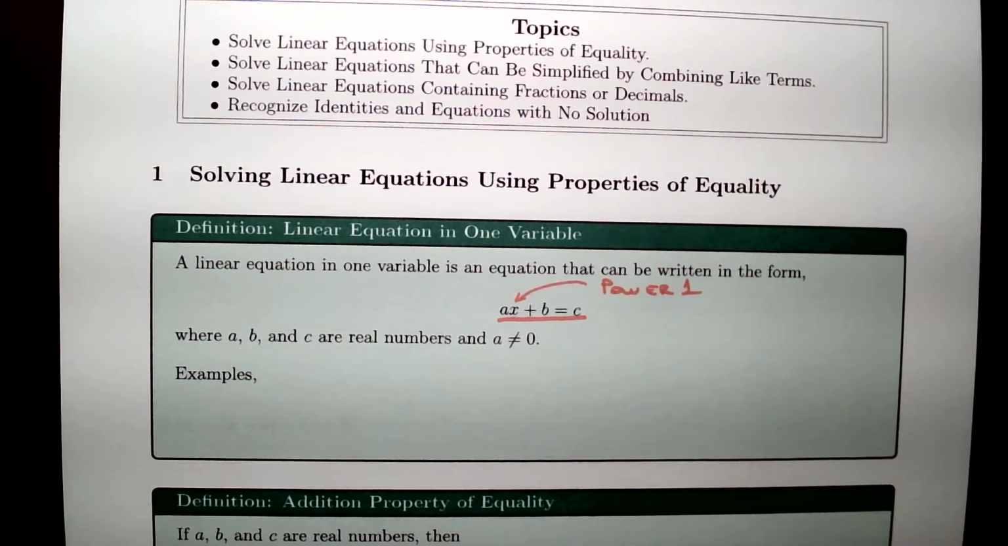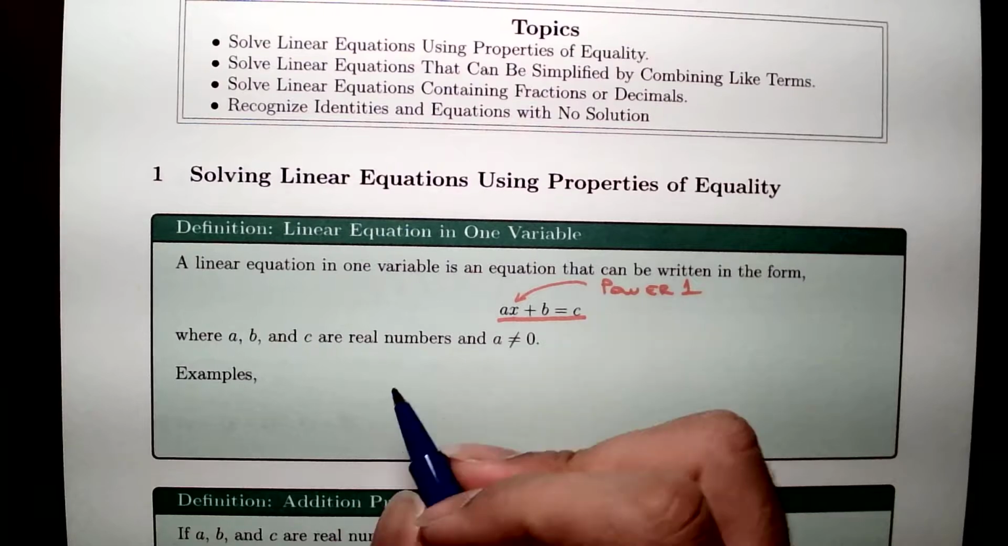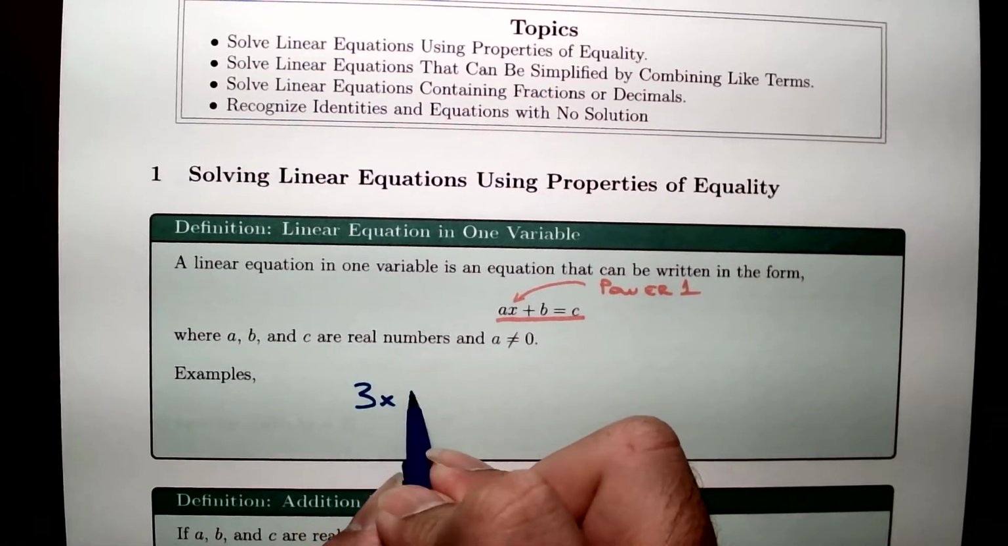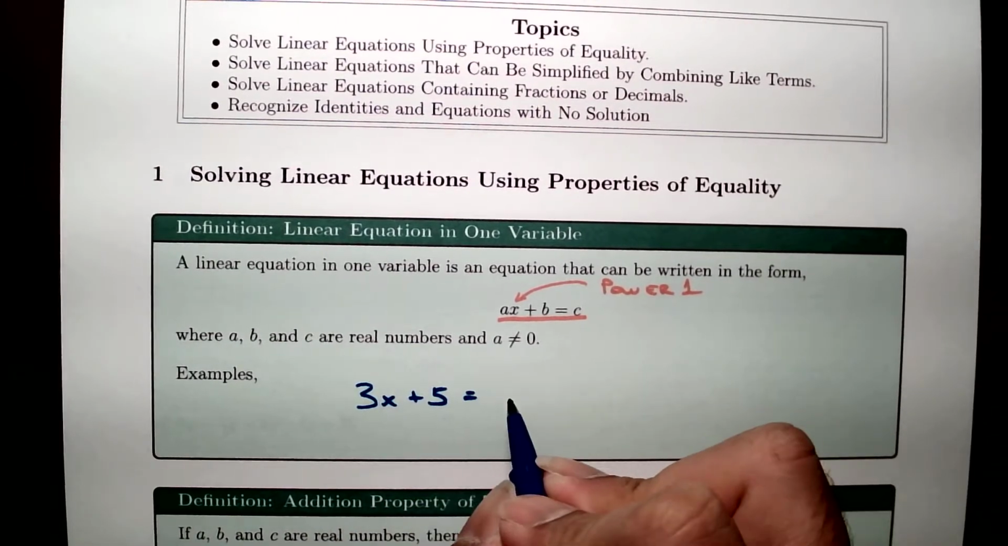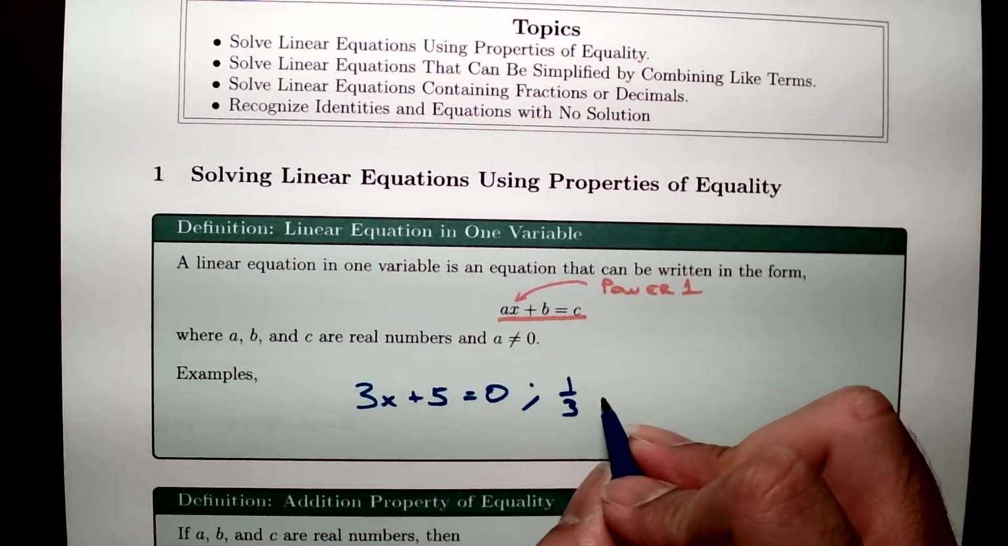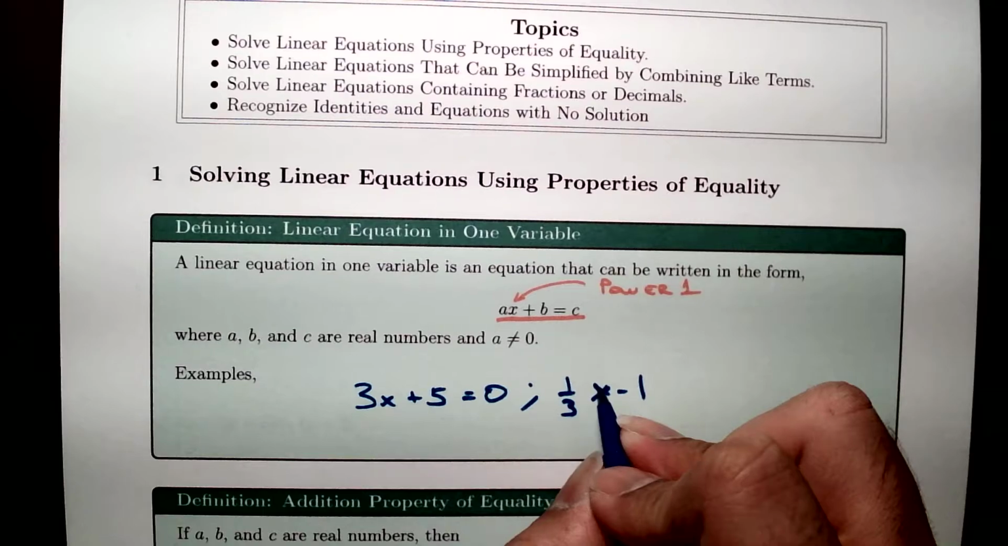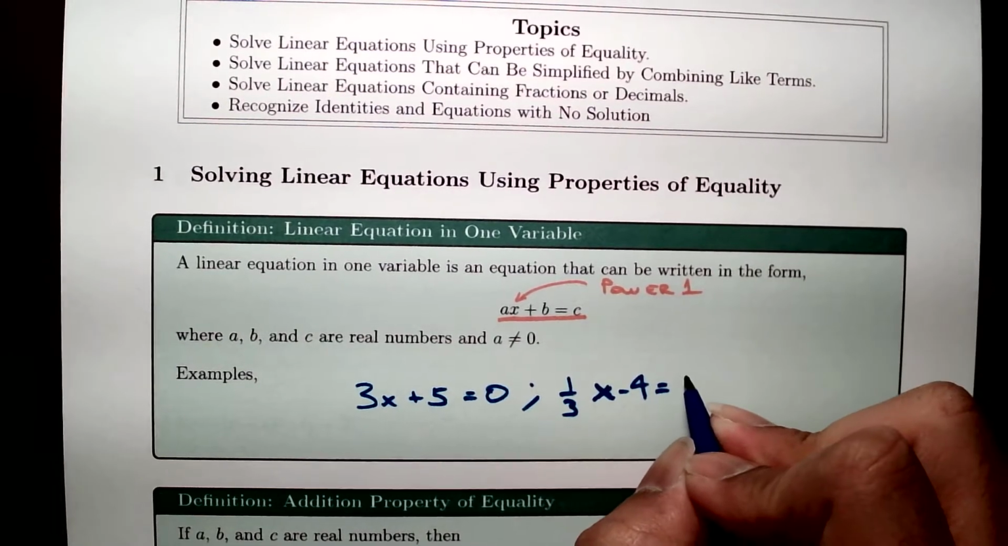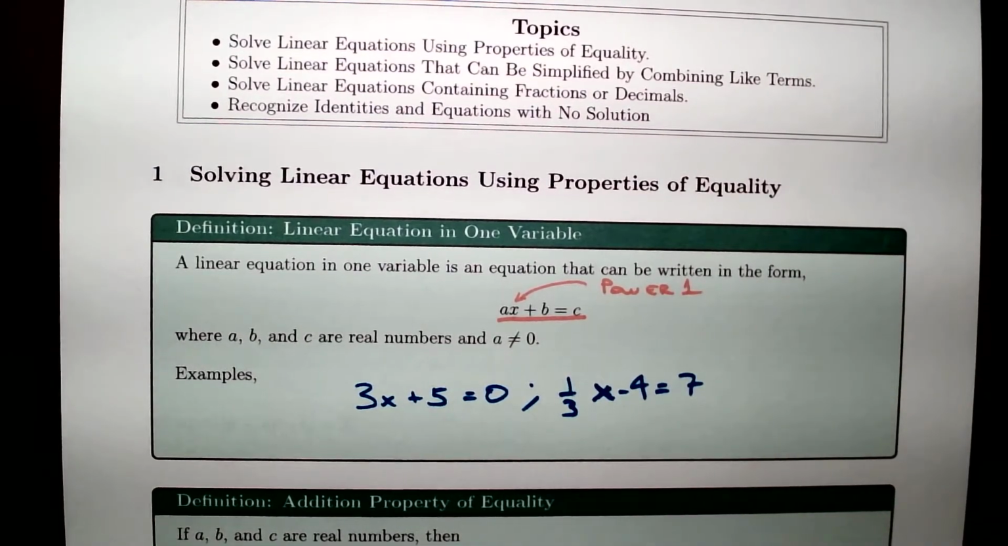Examples of these types of equations are, for example, 3x plus 5 equals 0, or 1/3 x minus 4 equals 7. Those are examples of linear first order equations, linear equations in one variable.